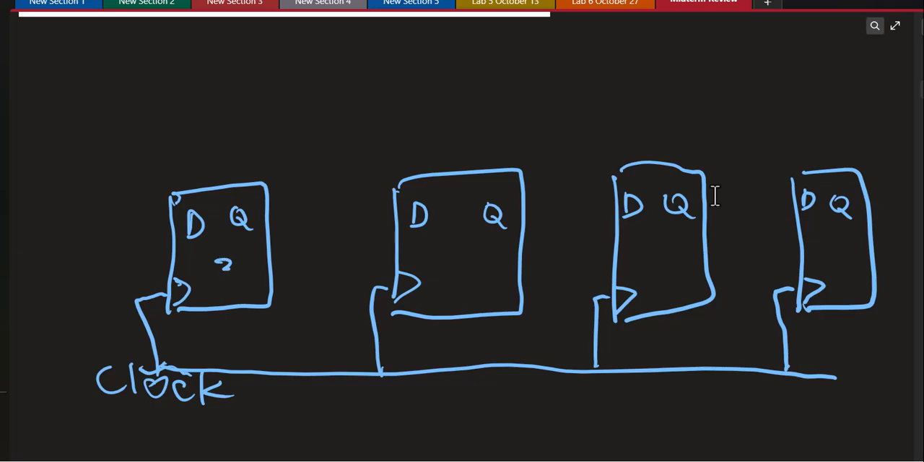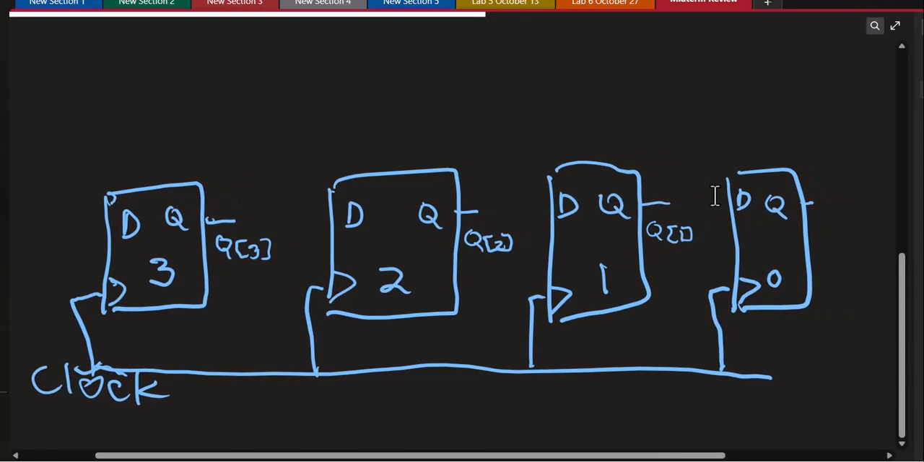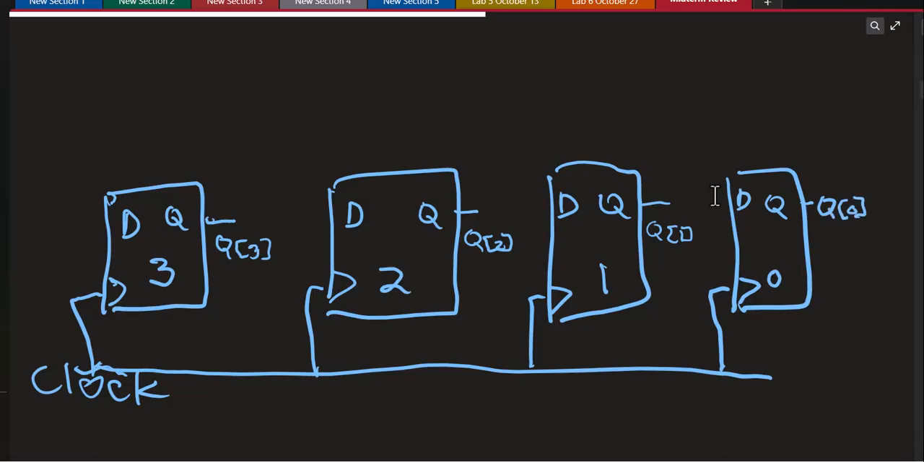And I'm going to label these 3, 2, 1, and 0. And that tells me this output is Q3. This output is Q2. This output is Q1. And this output is Q0. And I did all of that without really even looking at the rest of the code. I'm pretty sure that this is going to be useful.